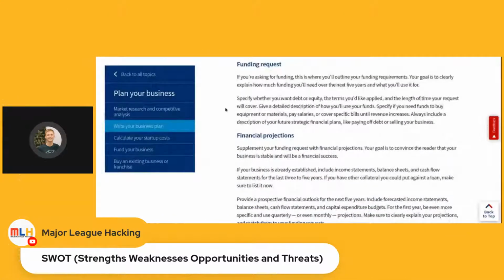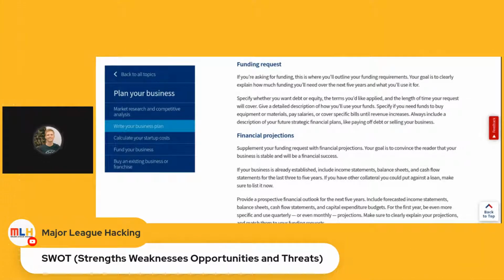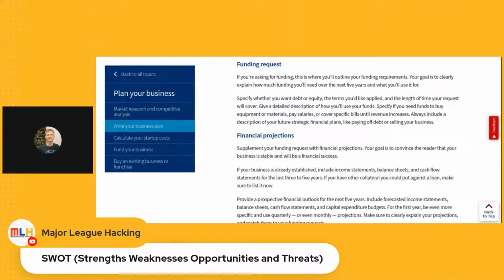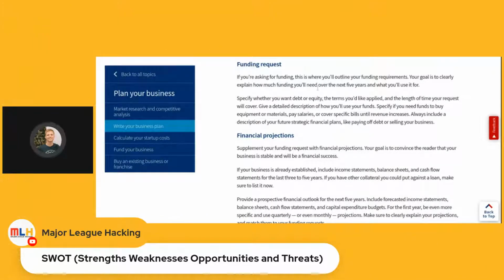And these two last sections are fairly connected. The first is funding request, and the second is financial projections. So for the funding request, you would outline the requirements that you have for funding. So you may be asking for a lump sum of money, or you may be asking for some kind of regular installment of money over the next few years.